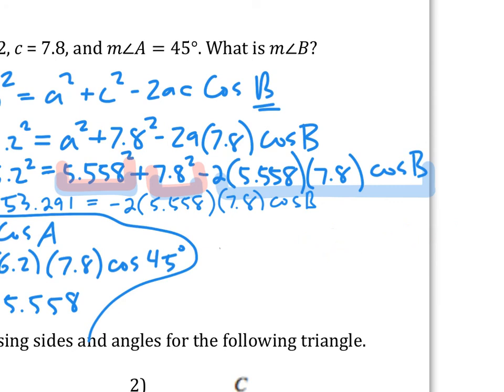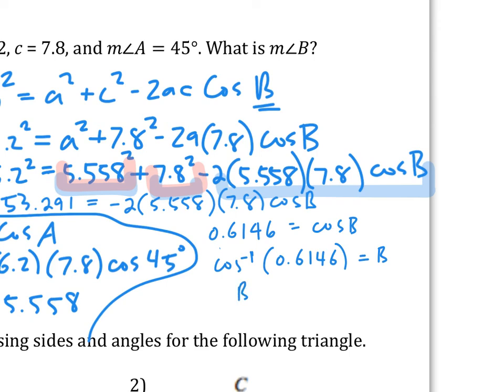All right, so please be careful. Taking that number and dividing by parentheses, -2 times 5.558 times 7.8, we get 0.6146 equals cosine B. Now the last thing to do is get rid of that cosine, and hopefully you remember that to get rid of cosine, you use inverse cosine. So inverse cosine of 0.6146 is equal to B. So put that in the calculator. All right, angle B is equal to 52.075 degrees. Don't forget a degree sign.